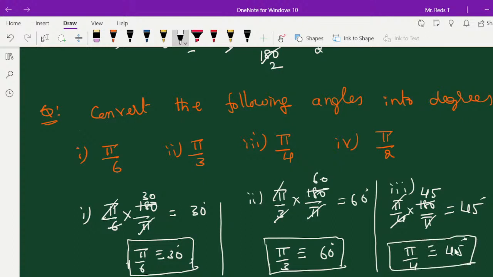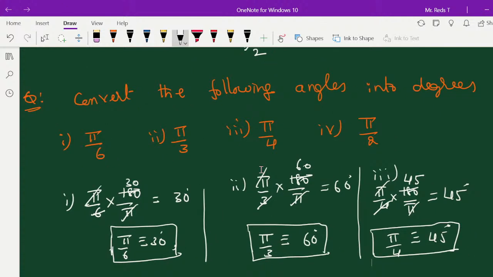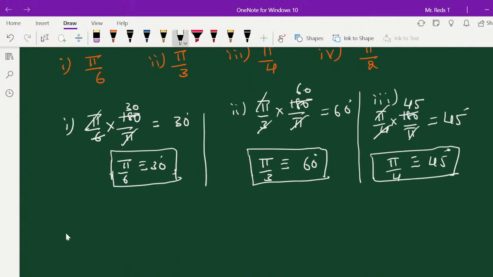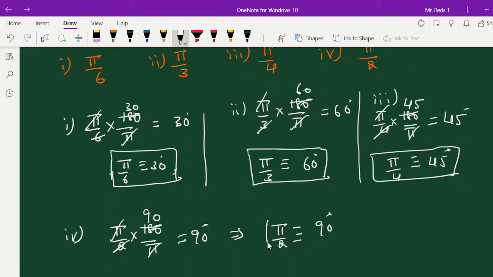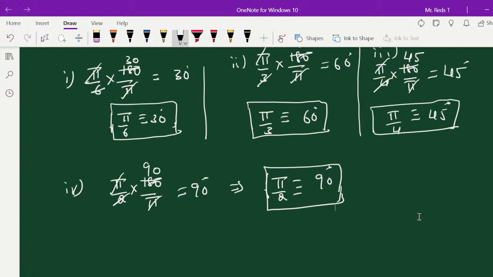Similarly, we can do it for pi by 2 also. Fourth one, pi by 2. Multiply with 180 by pi. Pi cancels. 2 ones are 2, 2 nines are 18, 0 is there. So it is 90 degree. This implies pi by 2 radian is equal to 90 degree. This is how you can convert angles from radians to degree and vice versa. I hope it is clear for you guys. Very simple thing. Next.